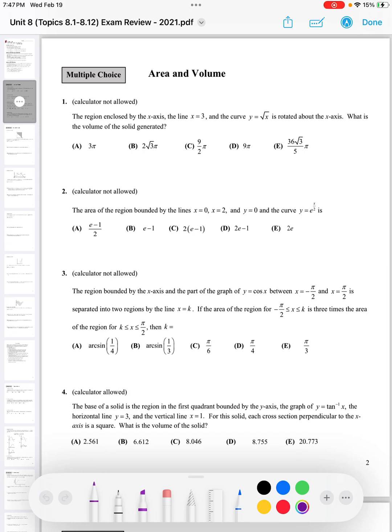All right, in this video, we are going to go through the Unit 8 review, starting with the area and volume multiple choice. For number 1, we are looking for the region enclosed by the x-axis, the line x equals 3, and the curve square root of x.